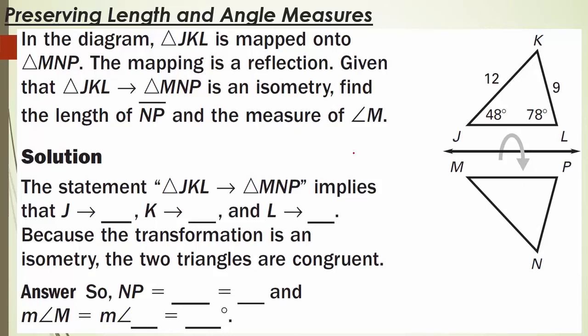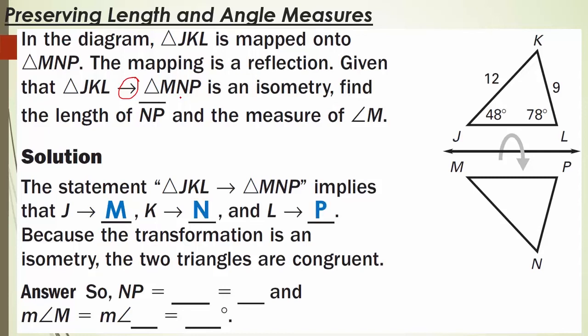One thing I wanted to draw your attention to is this arrow over here. This arrow just means that it's mapped to. What that means is that each point has a matching point on its transformation. So say for example, J would match to M, K would match to N, and L would match to P. The statement triangle JKL mapped to triangle MNP implies that J is mapped to M, K is mapped to N, and L is mapped to P.